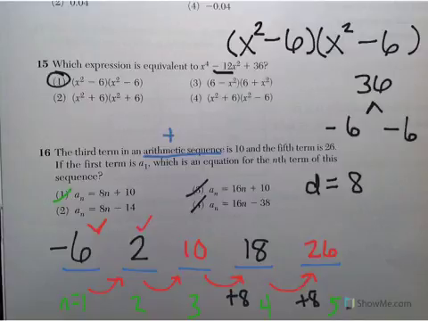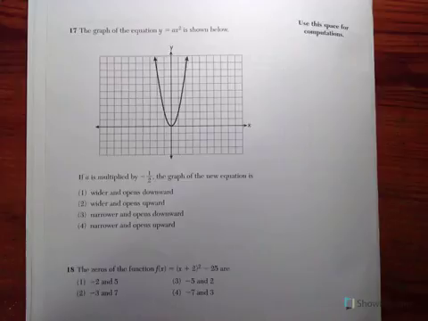Let's try the next one. 8 times 3 is 24, minus 14 is 10. Okay, 8 times 4, 32, minus 14 is 18. 8 times 5 is 40, and minus 14 is 26. So choice 2 works.